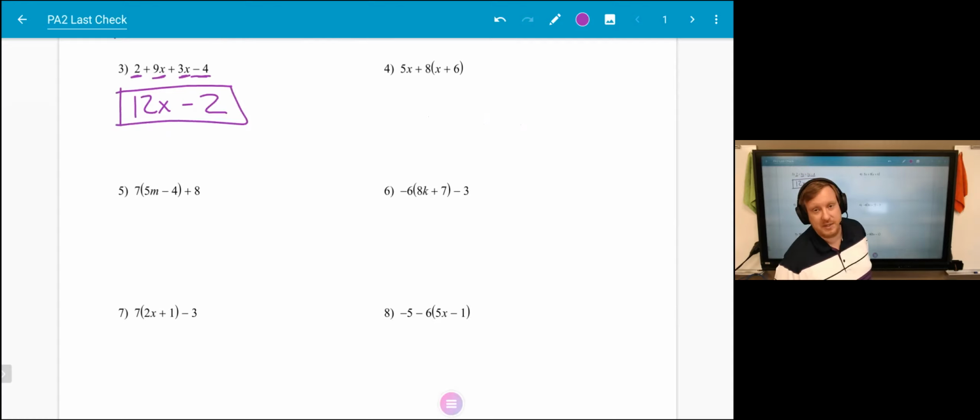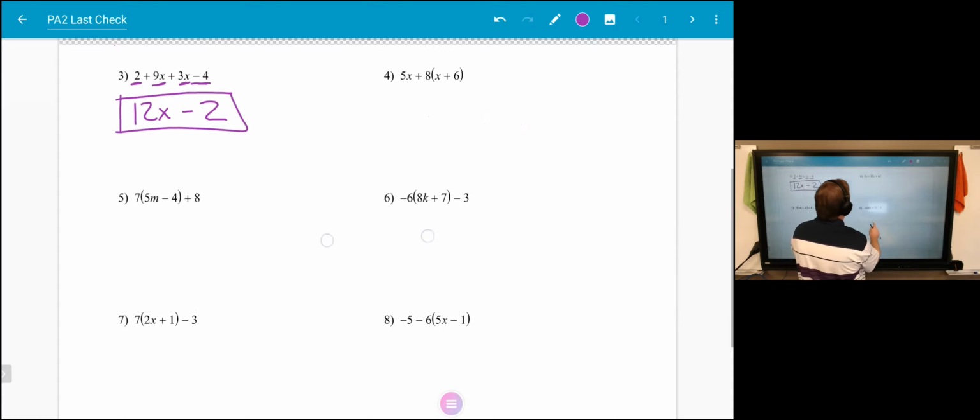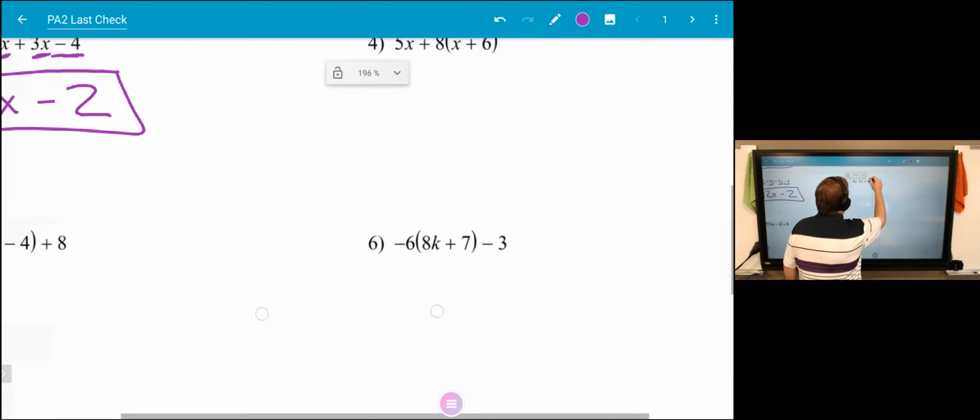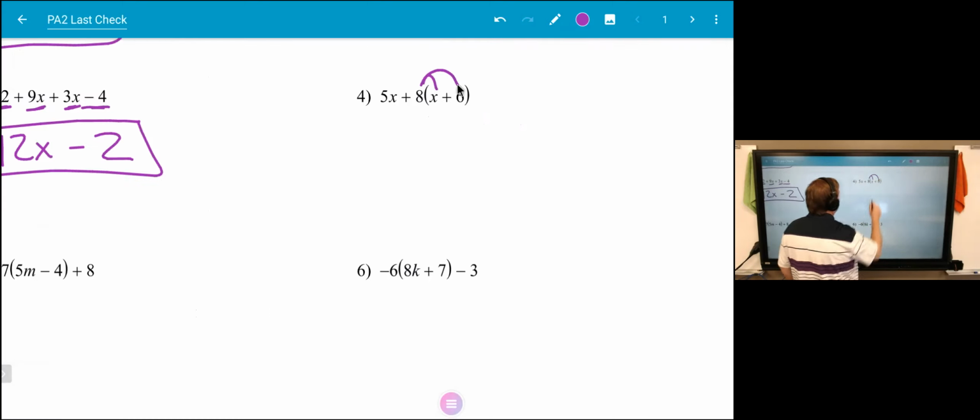Number 4 is where we start to get into our distribution, right? We're going to distribute this 8 through over here. 8 times x, 8 times 6. That 5x out front, though, that's doing nothing. It's just hanging out till you're all done distributing, right? It's going to sit on your couch eating Cheetos till you're done and you're ready for it.